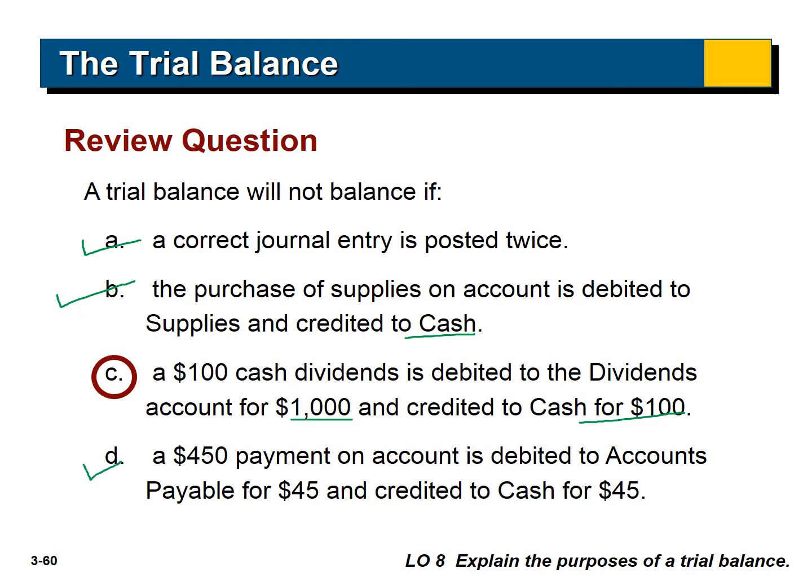Lastly, a $450 payment on account is debited to accounts payable for $45 and credited to cash for $45. So you made the journal entry using the same numbers, but it's an incorrect number. It's still going to balance, but it's going to be wrong.